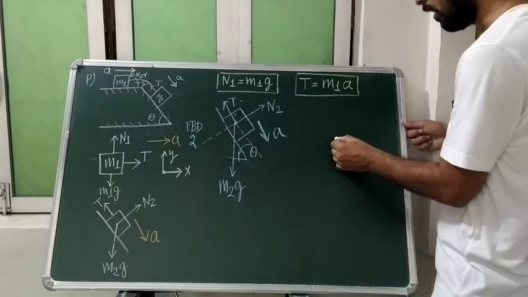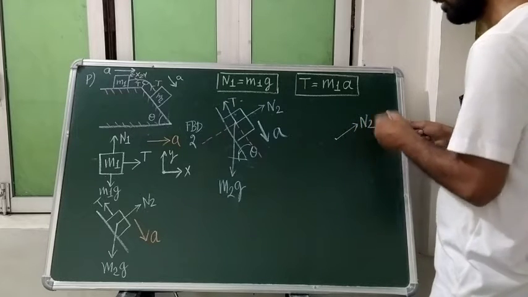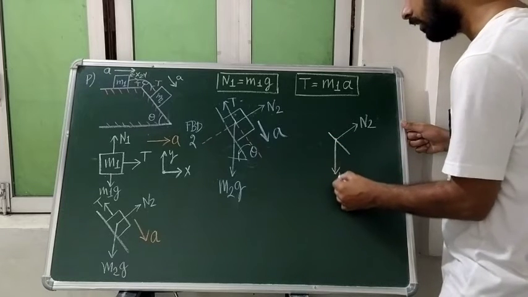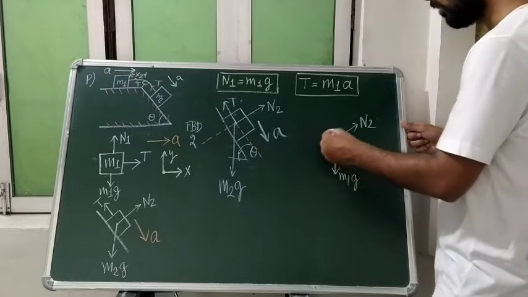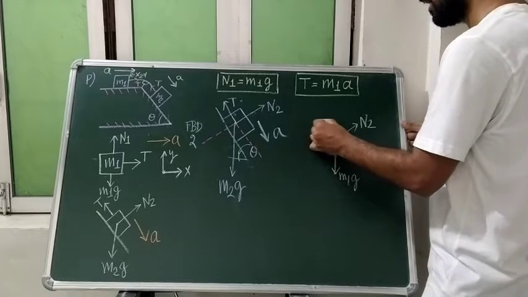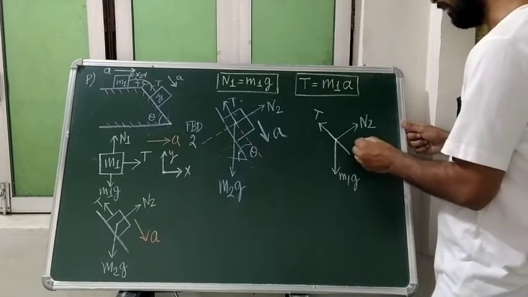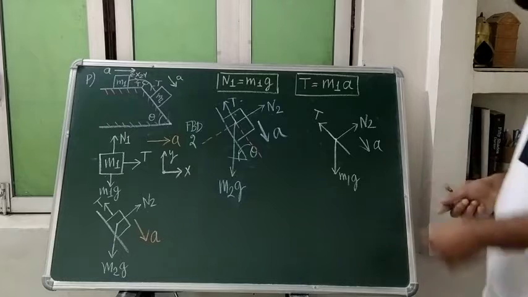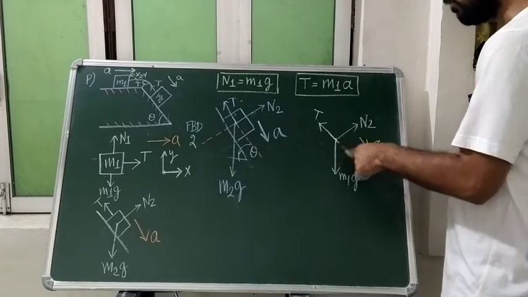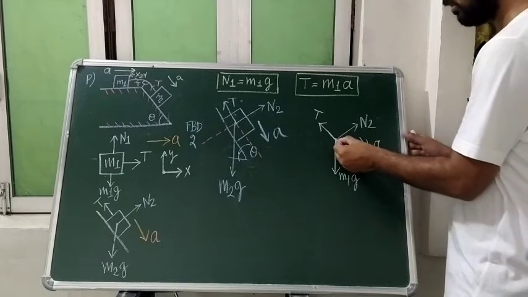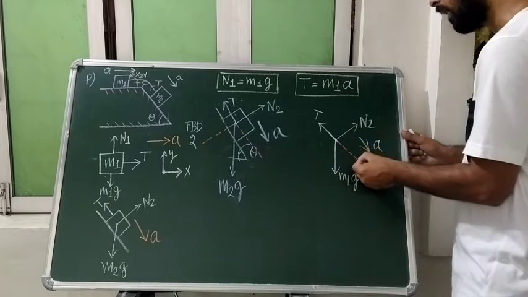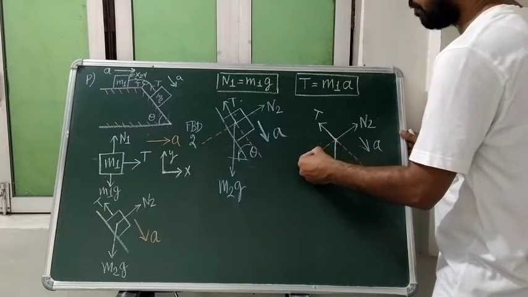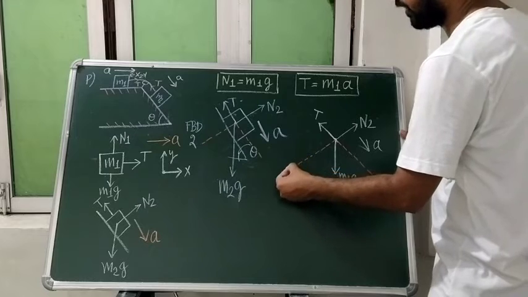Of course this one is our N2, which will be perpendicular to that contact surface. This M2G is acting in this direction. Tension T is acting in this direction, and it is accelerating in this direction, the downward direction. So of course, student, we want to resolve these forces along the direction of the contact surface and perpendicular to the direction of the contact surface.